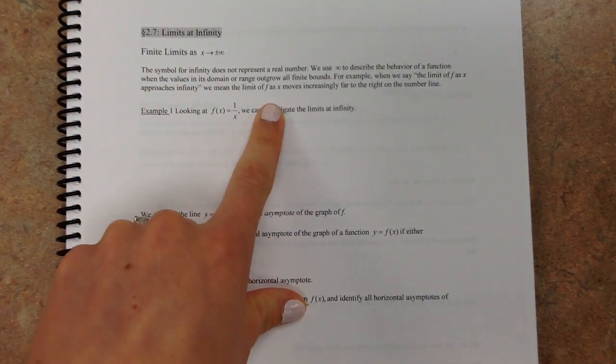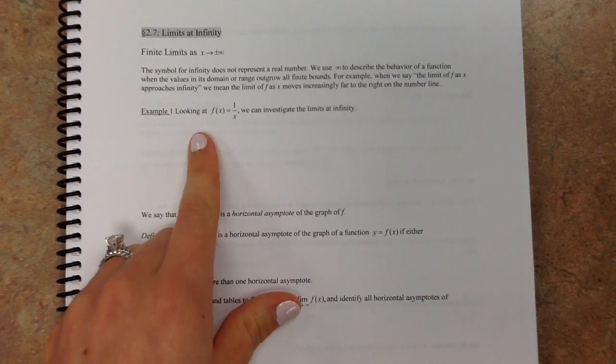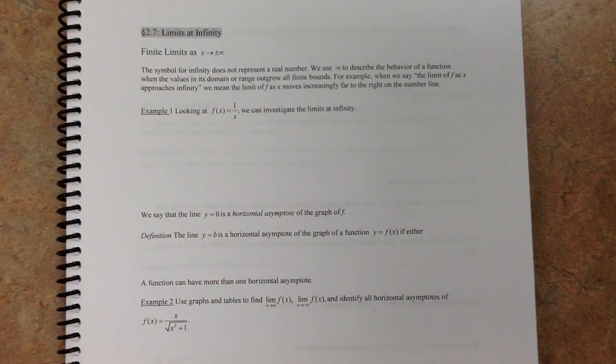So let me sum up what this paragraph says here. Infinity, first of all, is not a real number. It just represents the idea of x getting really large, like it says here, outgrowing finite bounds. So continuing as far as you can imagine to the right on the x-axis, or continuing as far as you can imagine to the left. So we're talking about what happens as you plug in those very large numbers.